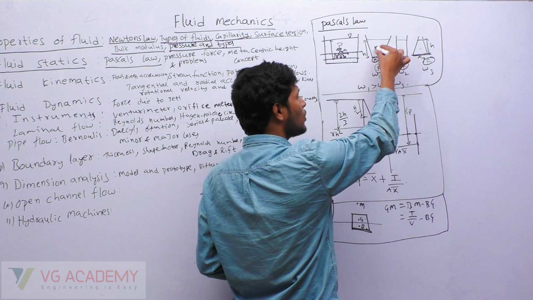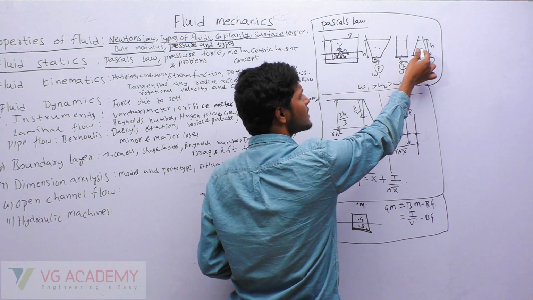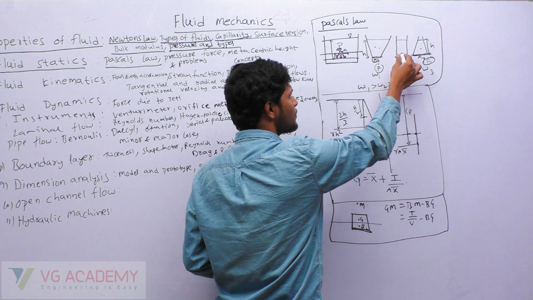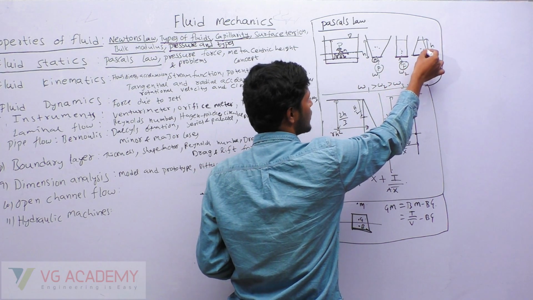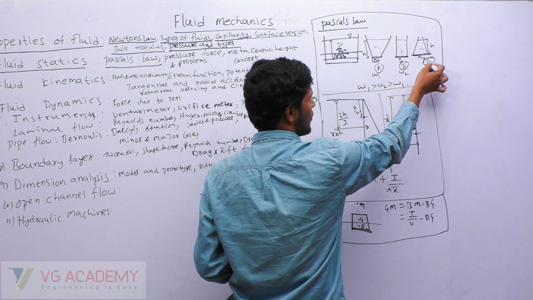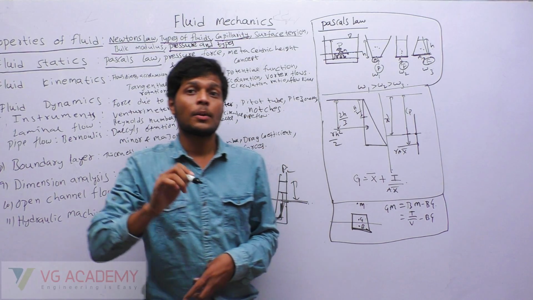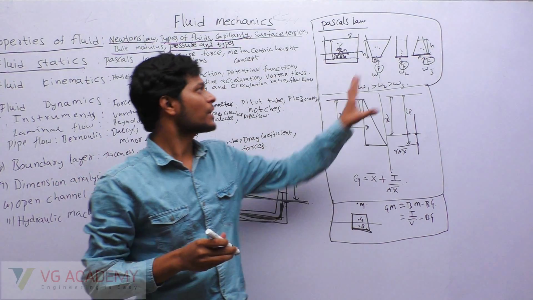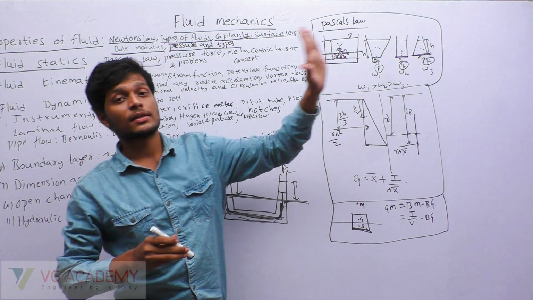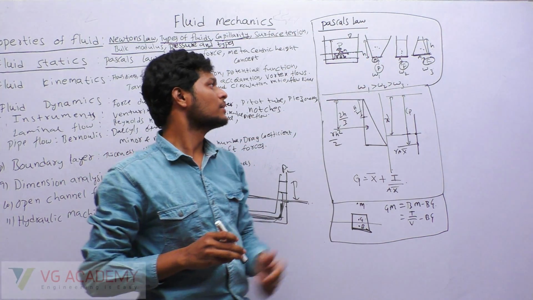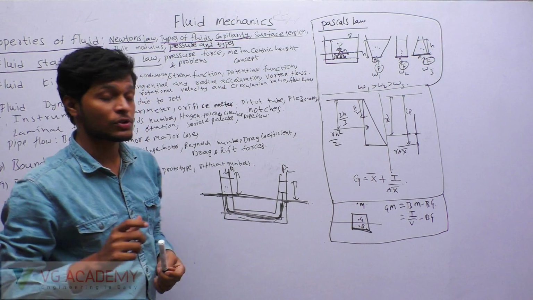But this has more weight of fluid. This has less weight of fluid compared to this. So W1 is greater than W2, which is greater than W3. But all three will have the same amount of force. This is called Pascal's paradox, which is very interesting. So remember this Pascal's paradox. You may get this in the exam. Okay, so remember that.